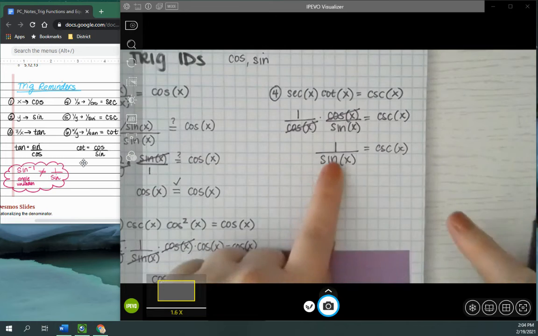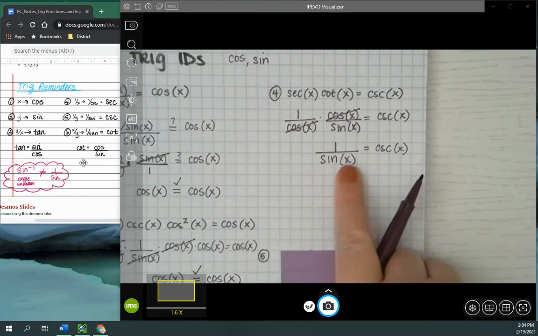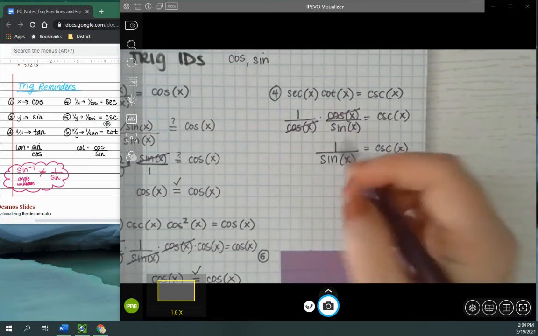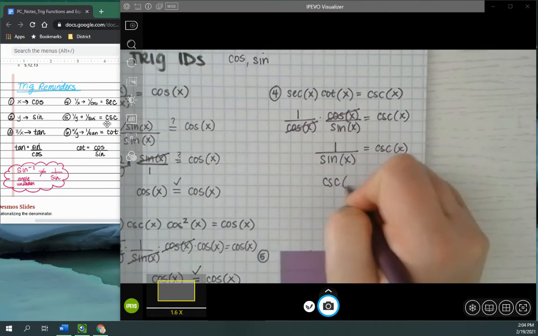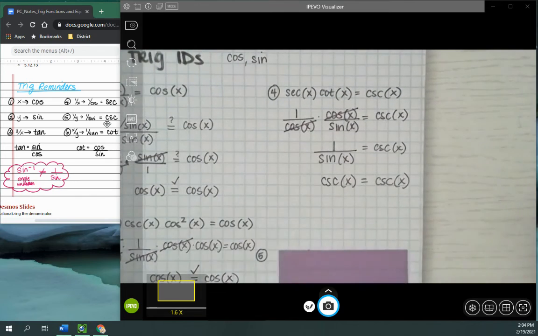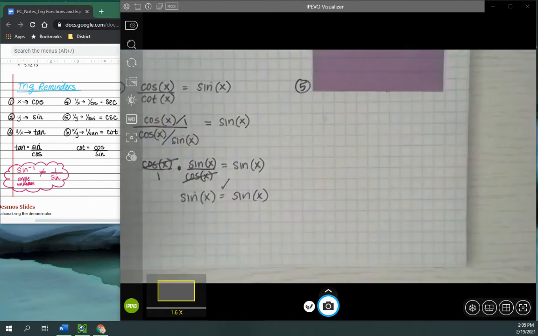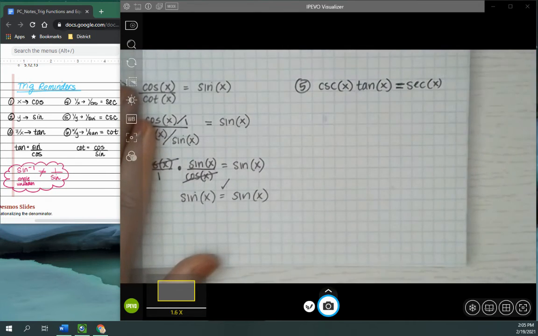Now our goal is to make sure that the left and the right are matching. So let's go see what 1 over sine is. Coming over to my notes, 1 over sine is cosecant. So I'm going to rewrite this as cosecant x. I have verified I can get the left and the right to match. Example 5 is the last example.